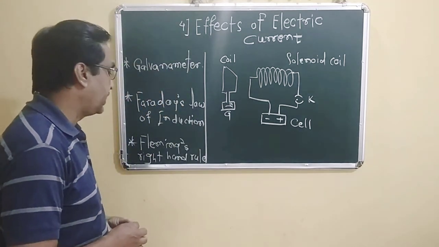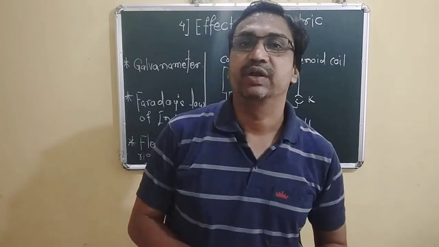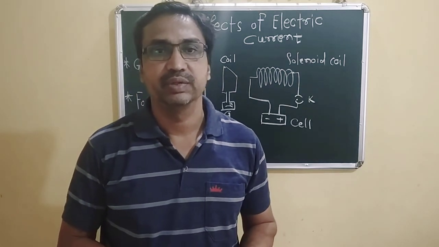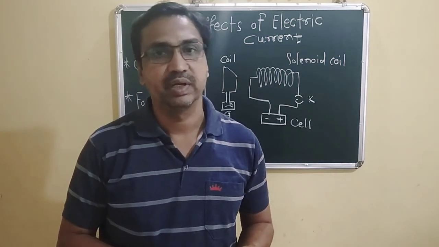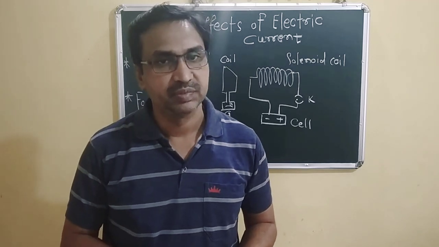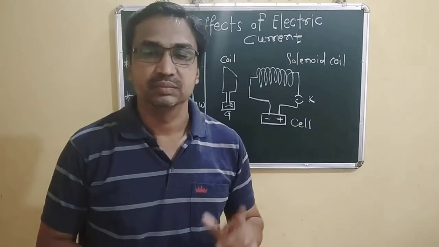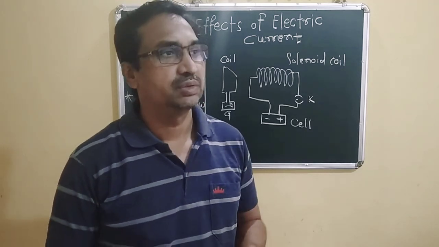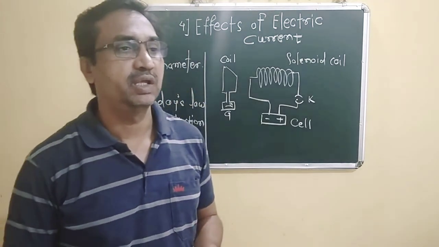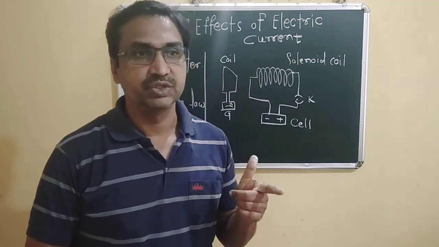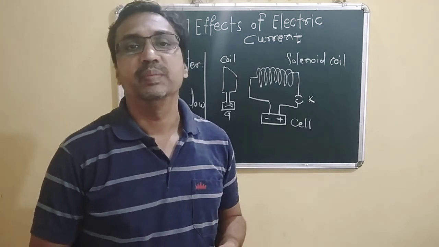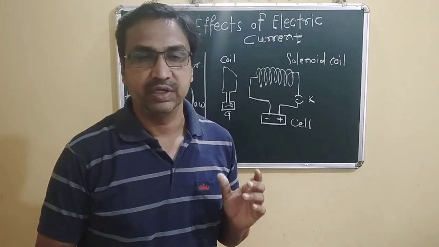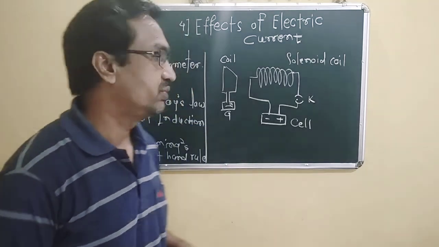After that, Fleming's right hand rule. We have already seen that in the left hand rule, the thumb, index finger and middle finger are mutually perpendicular to each other. The thumb shows the direction of force acting on the conductor, the forefinger shows the direction of the magnetic field, and the middle finger shows the direction of electric current. The same parameters are shown, but the law is quite different, and this we have to study today.